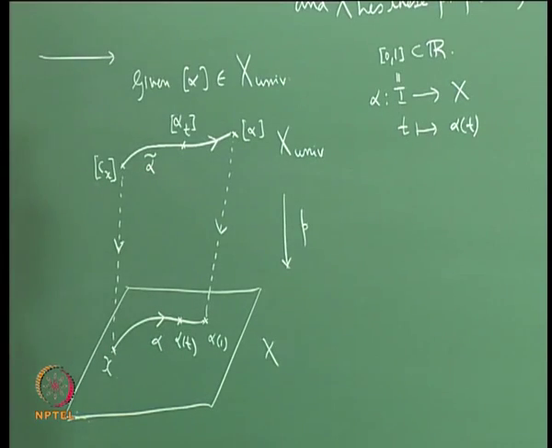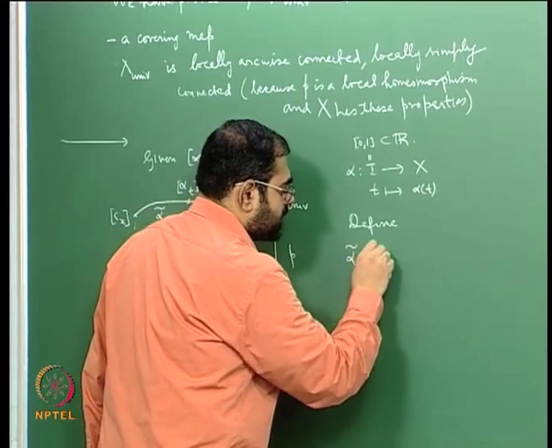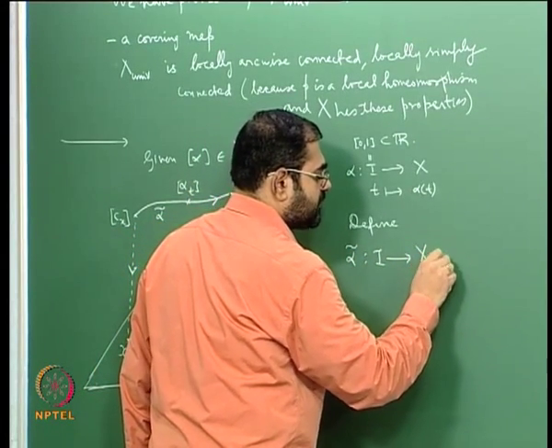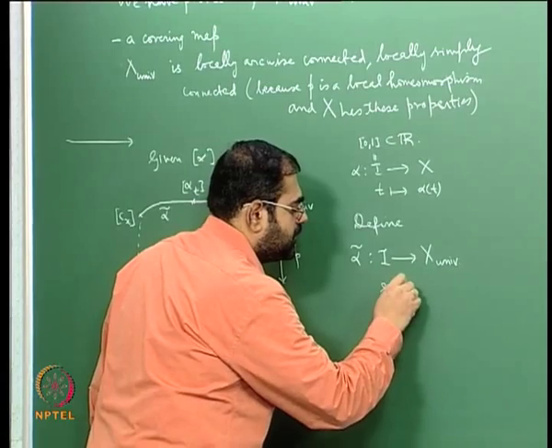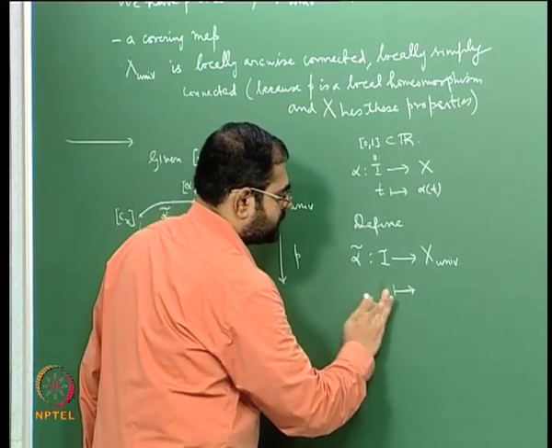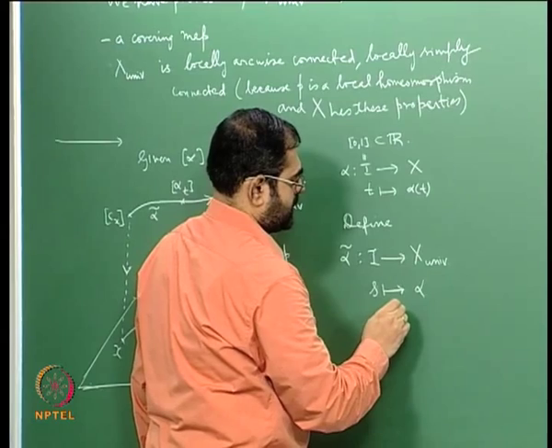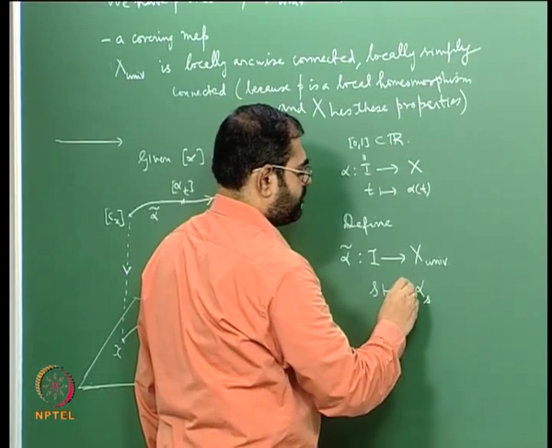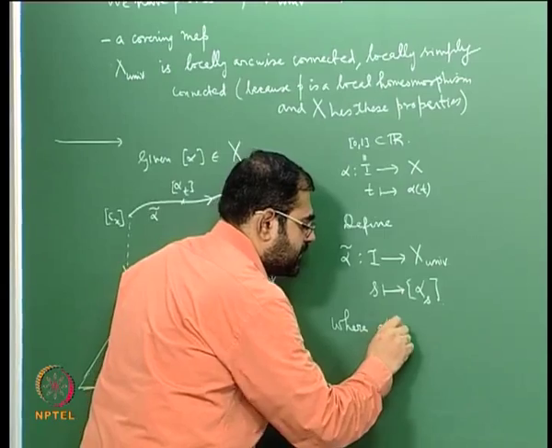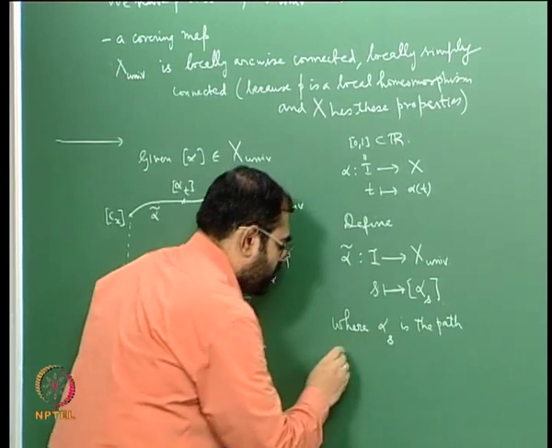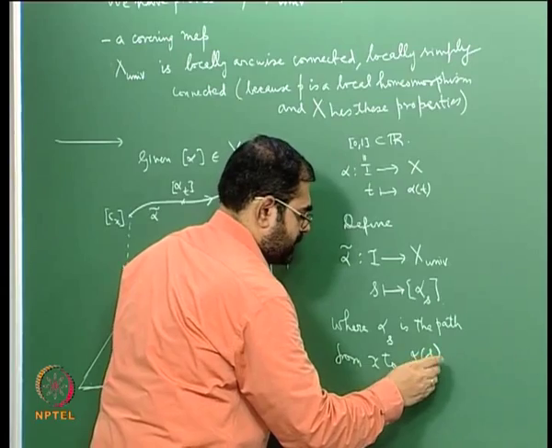Okay, so how do I write this down? I define a path alpha tilde from I to the universal covering, and this path is just going to send s to alpha sub s, where alpha sub s is the path from x to alpha of s along alpha.